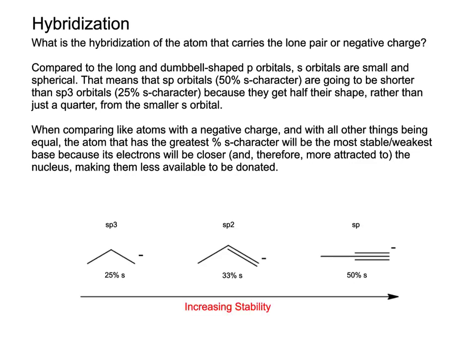So if we look at the following example here, I have a negative charge on the end of an alkane versus a negative charge on the end of an alkene versus a negative charge on the end of an alkyne. With the alkane, that carbon on the end that has the negative charge is sp3 hybridized and it only has 25% s character. The sp2 hybridized carbon with the negative charge has 33% s character, and that sp hybridized carbon on the triple bond has 50% s character. Following our trend for hybridization, we have increasing stability with that greater percent s character.